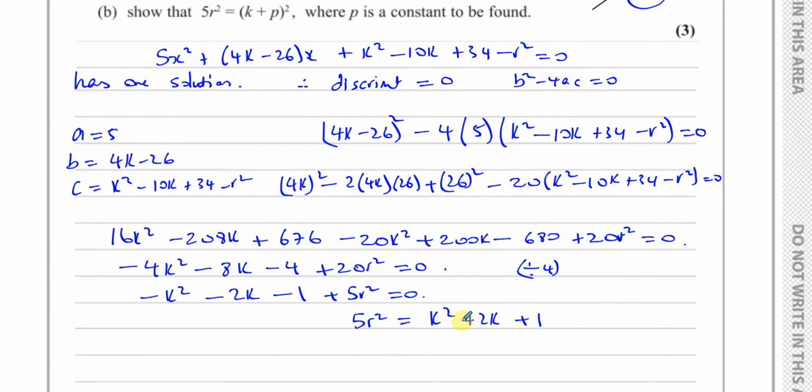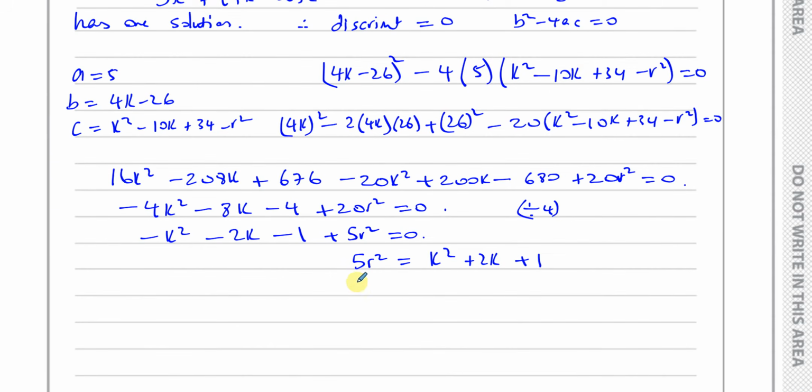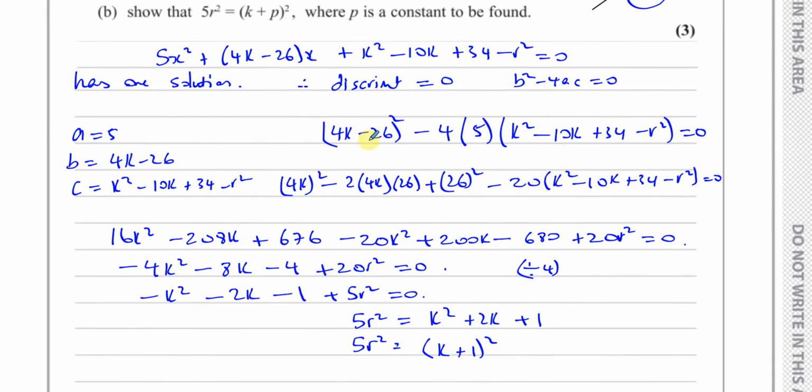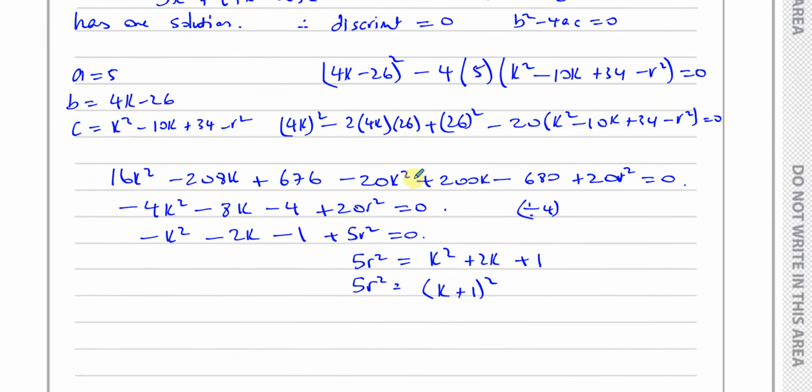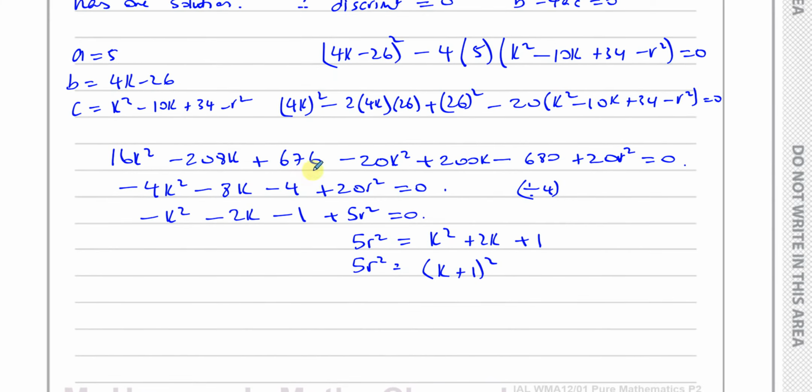And this is a perfect square. If you factorize this, you're going to get k plus 1 squared. If you square this bracket, you get k squared plus 2k plus 1. And we have shown what we had to show. Okay, and that is that. So that's part B done.